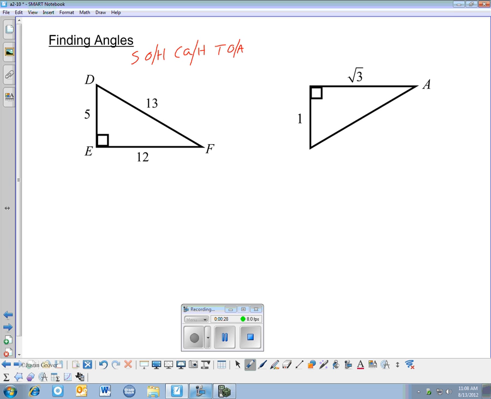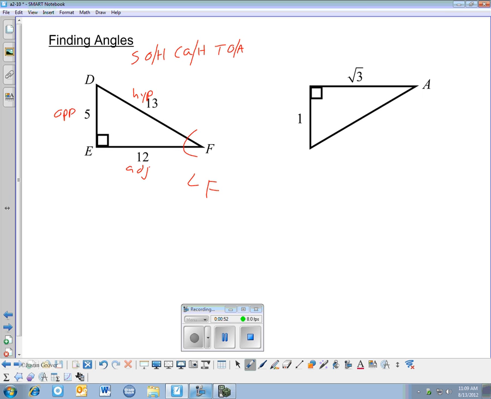And so we use these trig ratios and our calculator to find the measure of an angle. Now say we want to find angle F. For this right triangle, we have the value of all three sides. Opposite of angle F would be 5, adjacent would be 12, and the hypotenuse 13.